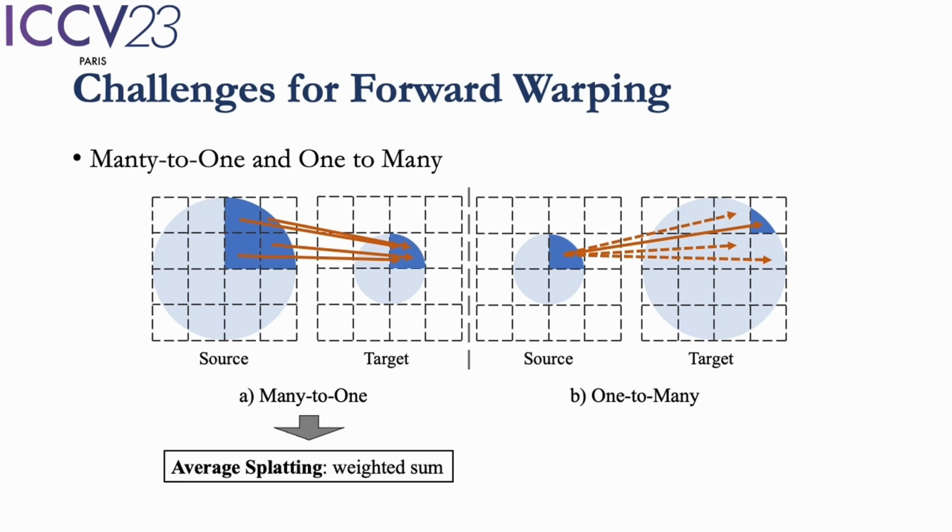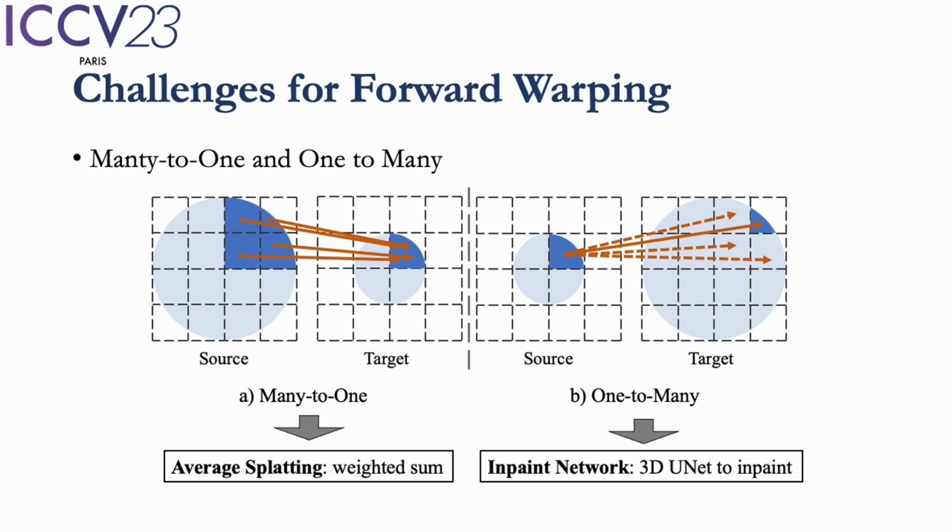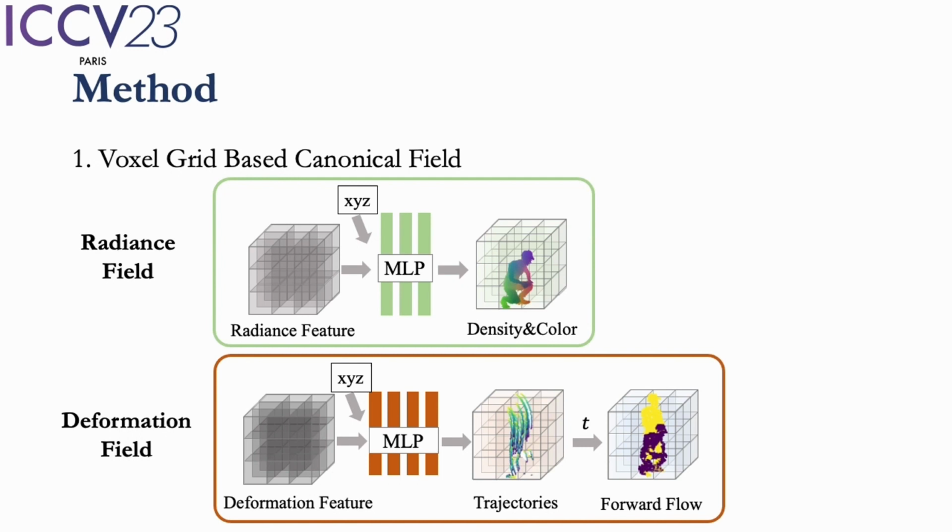To solve the many-to-one issue, we use average splatting, which is essentially a weighted sum operation. To solve the one-to-many issue, we propose an in-paint network, which is a U-net structure based on 3D convolution, to in-paint the missing area. In the following sections, we introduce the pipeline of our method.